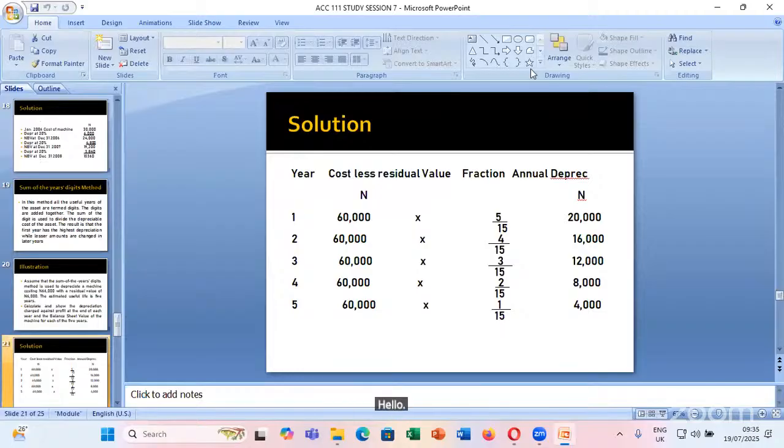Hello, sir. My name is Atoyin, sir. I'm about to end the class. Sorry, I don't get how you get the 20,000 naira, sir, from the depreciation method. 50,000. Let me explain to him, sir. 5 times that's 20,000.